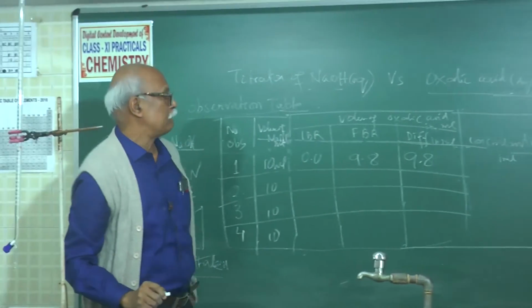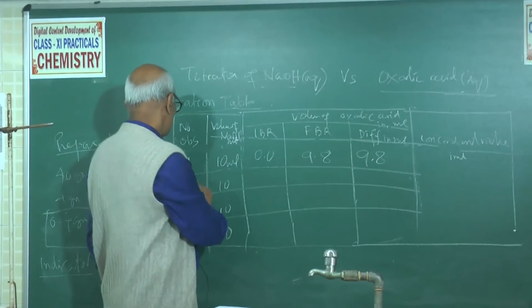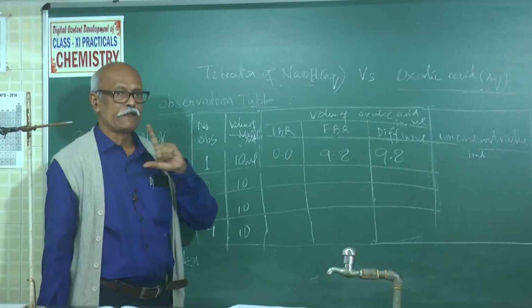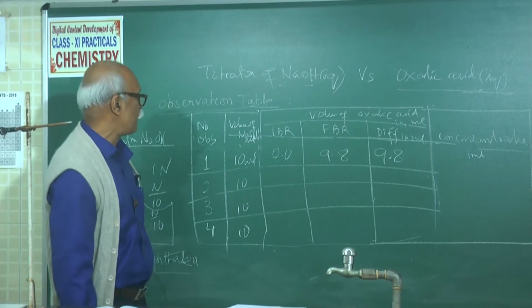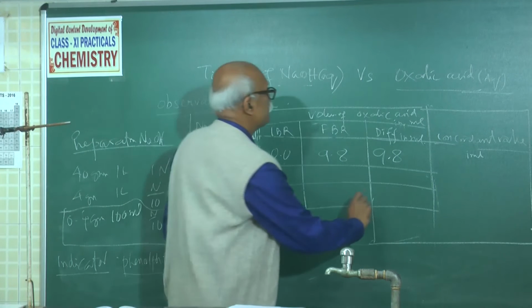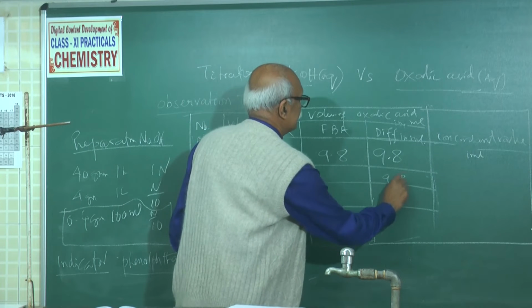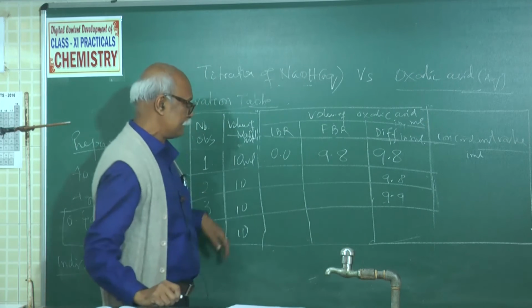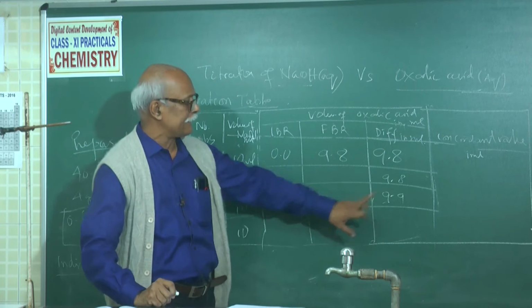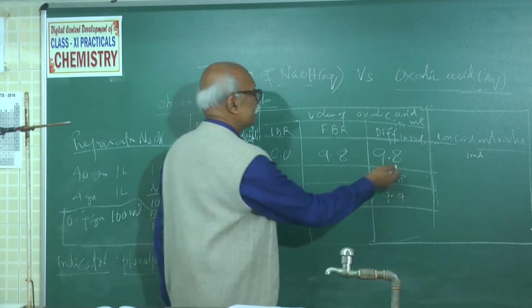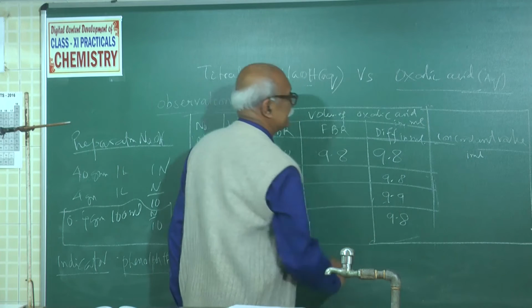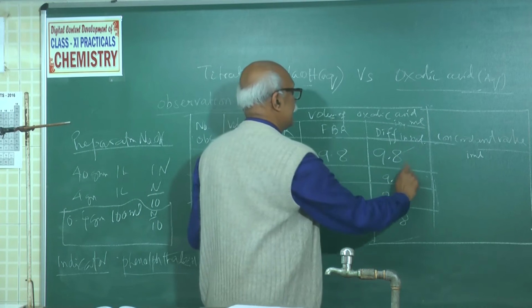Difference is 9.8 milliliter. In this, I am not repeating the second, third and fourth readings. You yourself do it when you calculate this, and you see that if it comes 9.8, 9.8, suppose one comes 9.9, don't erase that reading. You keep it here. Then you go for the third reading and fourth reading. Fourth reading comes 9.8. So the concordant value is 3.